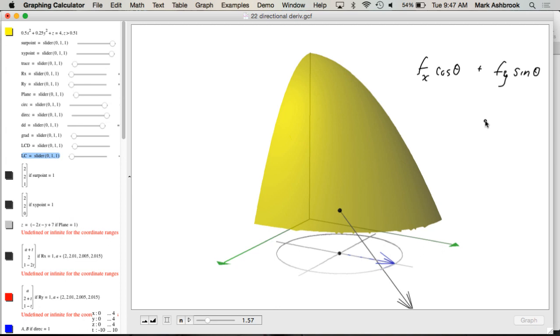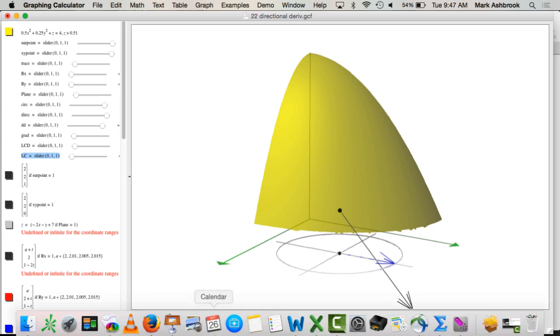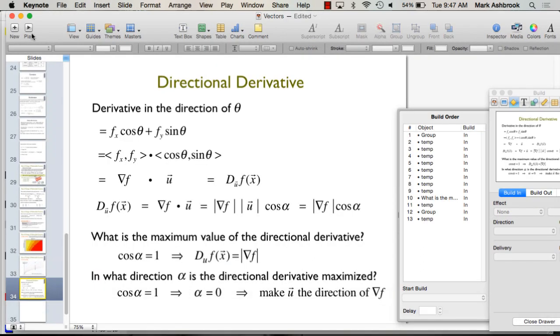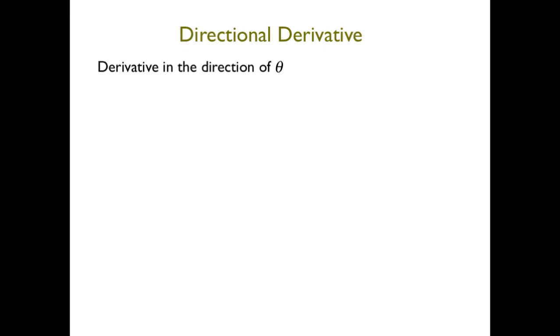So this is actually it. That formula will give us the directional derivative. We want to mess around with that a little bit. So this is what we said. Notice we have the product of fx cosine theta plus the product of fy sine theta.